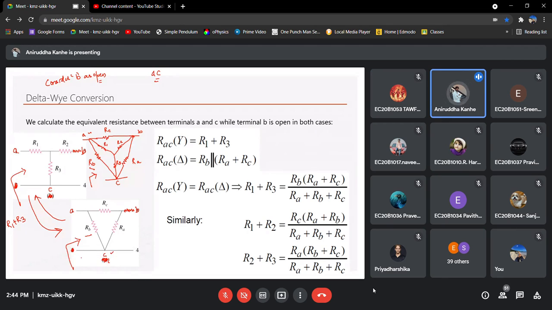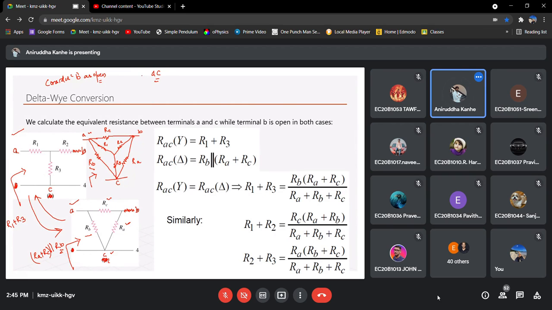Similarly, if you see from this side, what is the equivalent resistance? This RC and RA are in series. Whatever comes is in parallel with RB. So how can you write here? RA plus RC in parallel with RB. So now we want to make the equivalent of these two circuits. That essentially means the resistance looking from AC with respect to this circuit must be equal to the resistance for this delta with respect to AC.